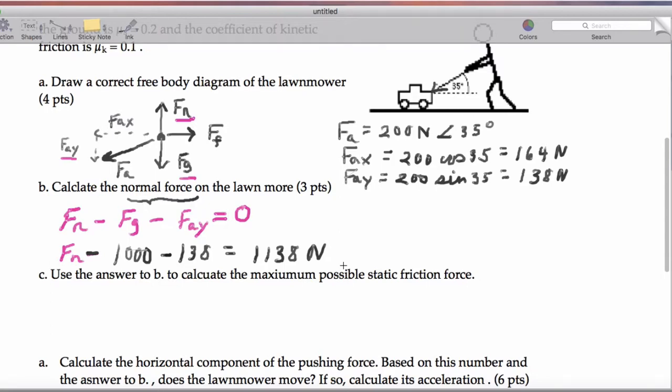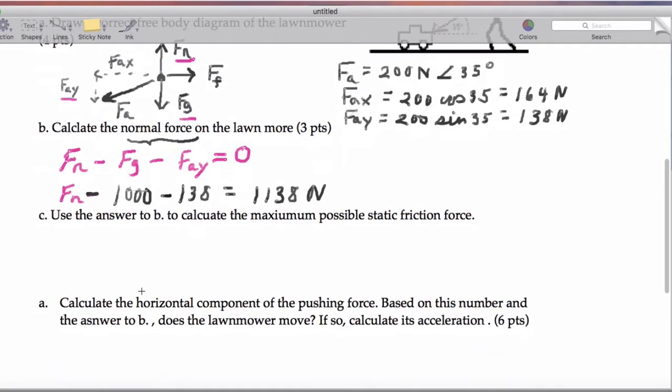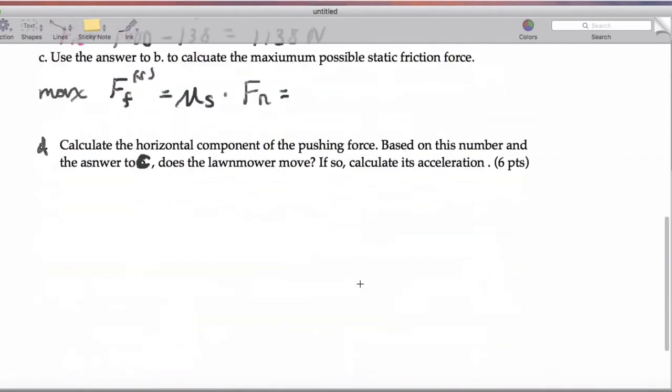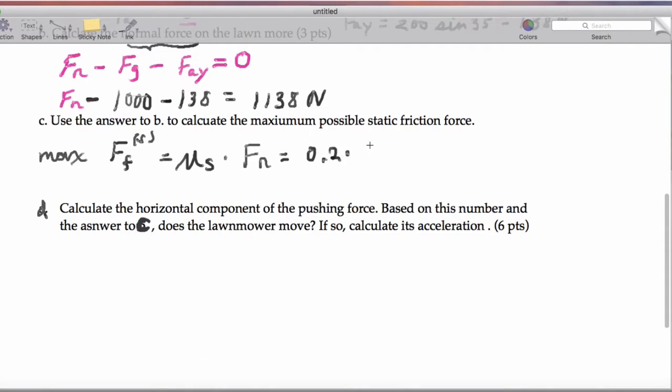Now, whenever we ask for the maximum static friction force, and also I need to change one thing here, this should be the answer to C that we use. So for part C, and this should be part D, all right, good. So use the answer to B to calculate the maximum possible static friction force. So that is going to be us using the coefficient of static friction and the normal force according to the formula. And the maximum static friction, the static friction coefficient is 0.2, we're going to multiply that by the normal force, and that's going to give us a friction force of 228 newtons. All right, so that's the maximum static friction.